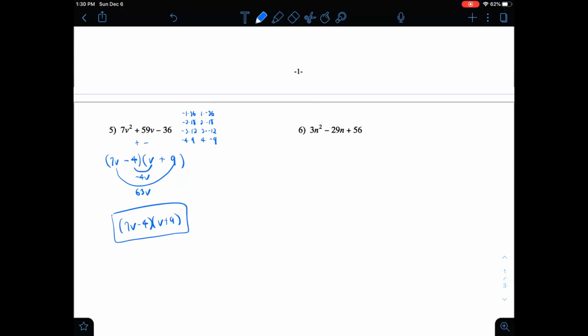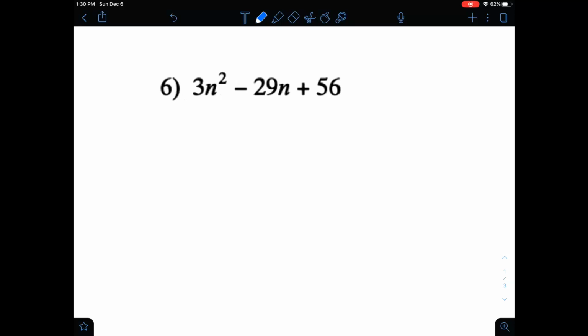Okay, next one. Number 6. Same process. Is there a GCF we can pull out of here? Well, I checked. Let's do 56 divided by 3. The only factors that go into 3 are 3 and 1. So let's try dividing 56 by 3. And that's 18.6 repeating. So there's no GCF we can pull out here. This one doesn't have an n either. So we're going to have to check if it's a perfect square trinomial.